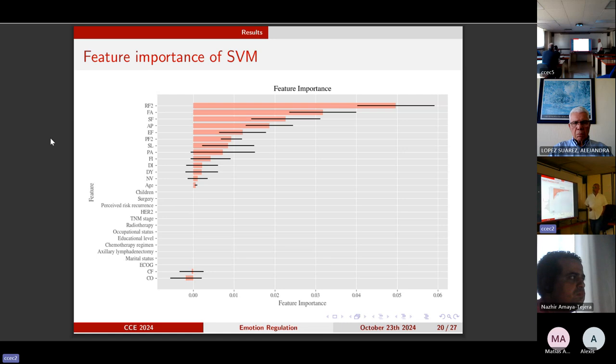And here, the feature importance of the attributes using support vector machine, sorry. You can see here that the functional attributes are in second place. The role functioning is the highest, very, very high in this scale. And the emotional functioning is, in this case, in fifth place. This is the mean, and this is the standard deviation.